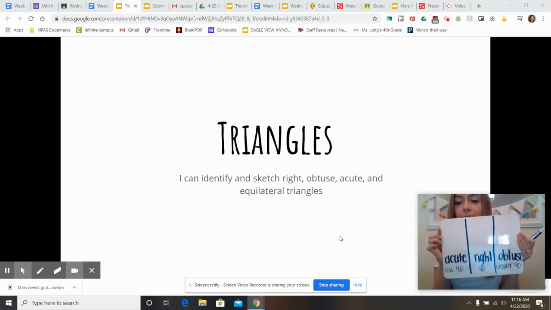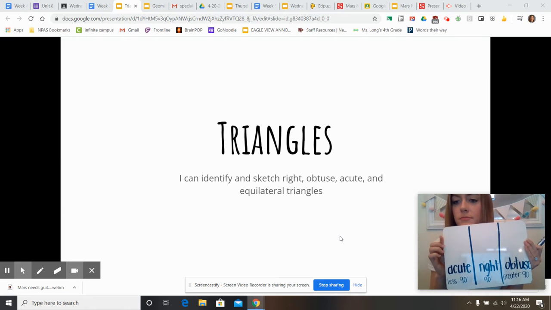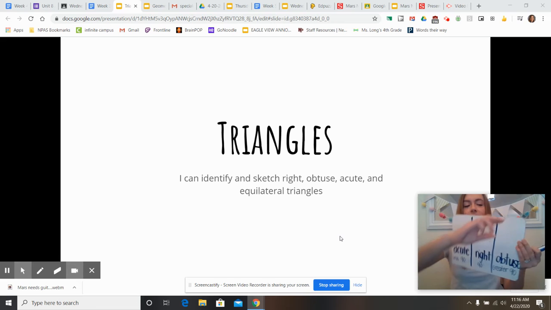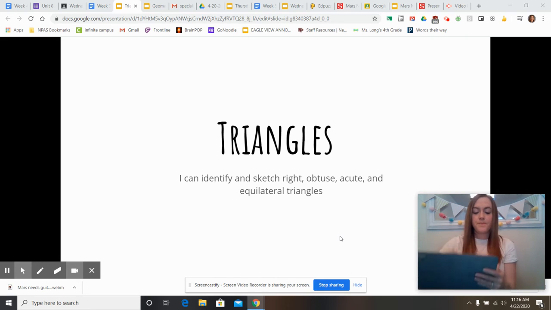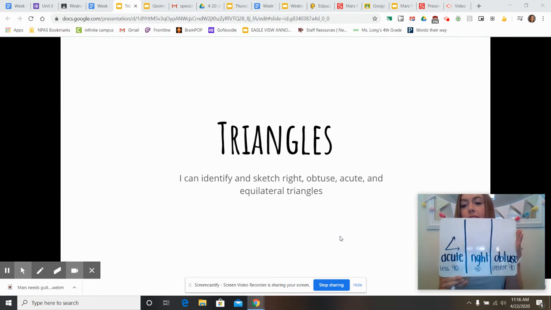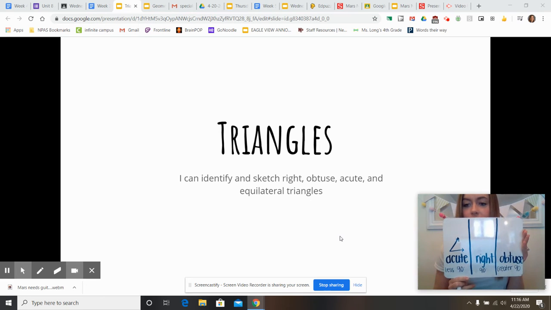So what makes an angle acute? Acute, they're super small, right? It means that it is less than 90 degrees. So if I drop an angle that is acute, it would look something like that, right? It's less than 90 degrees.